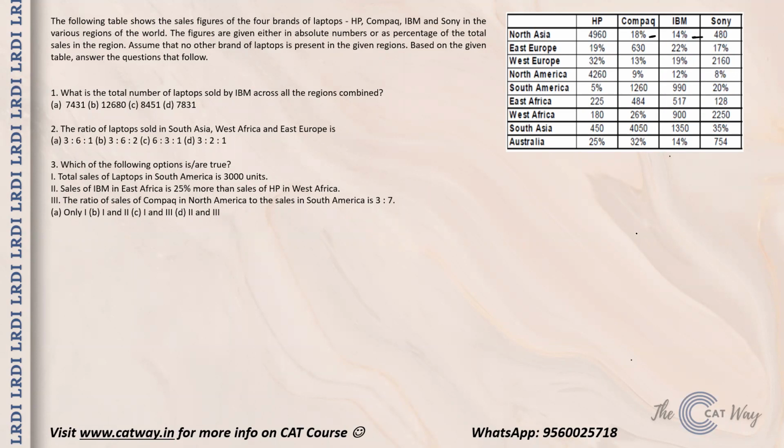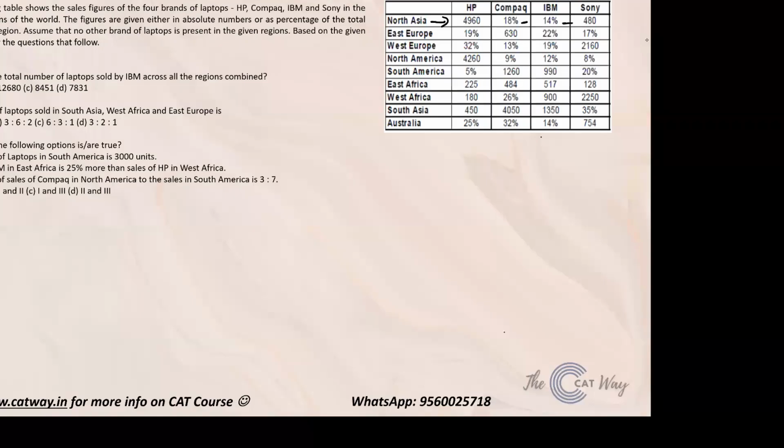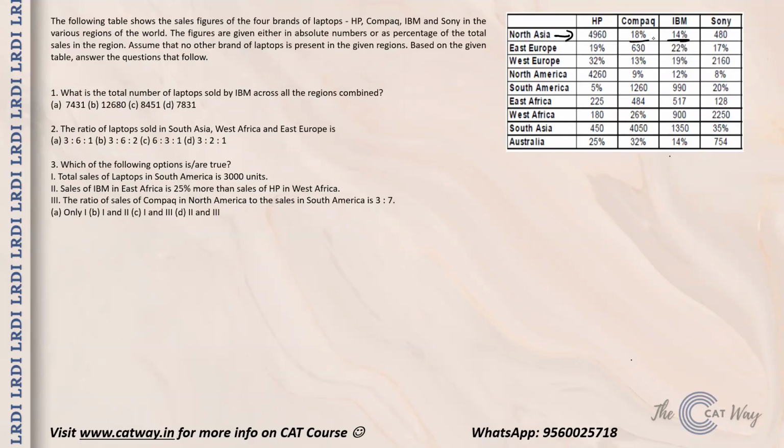So how does the table read? Among all the sales that happened in North Asia, 18% and 14% was made by IBM and Compaq, right? That means a total of 32% was made by Compaq and IBM, and we do not know the data for it. But the remaining 68% happened in HP and Sony. So the remaining 68% value is 4960 plus 480.